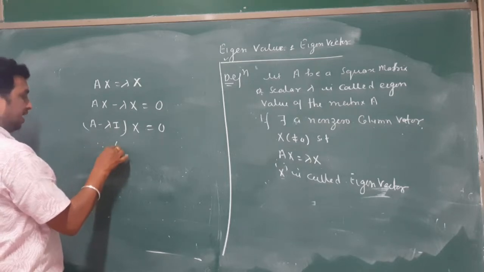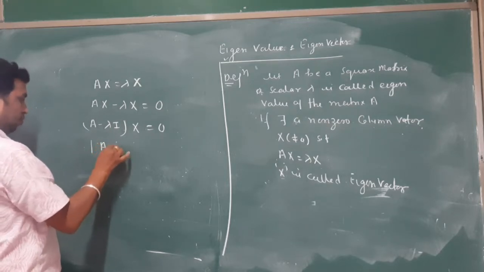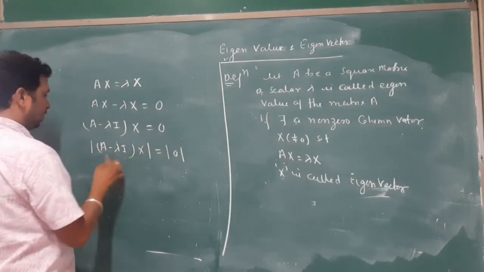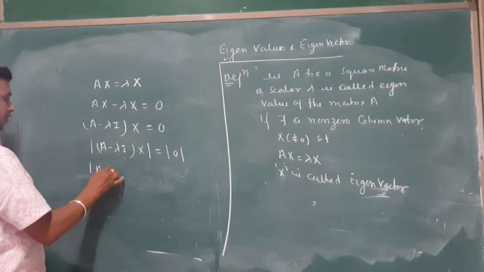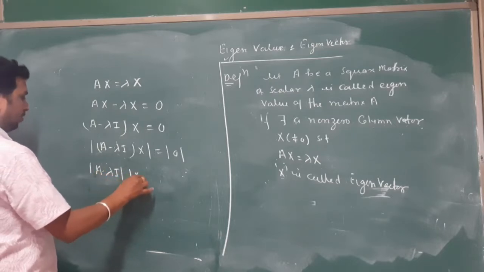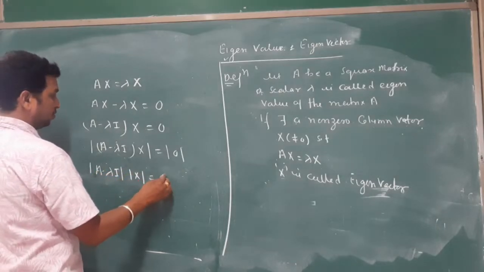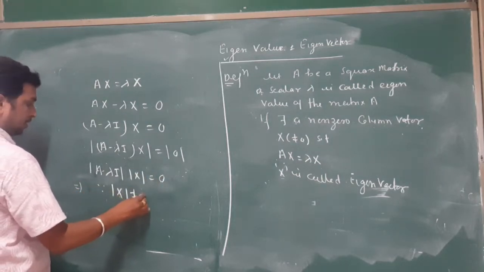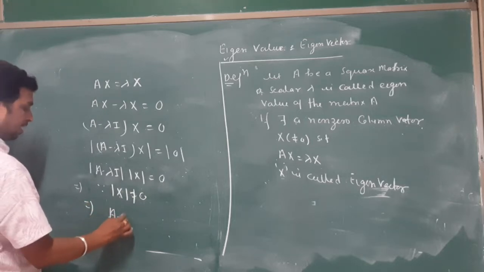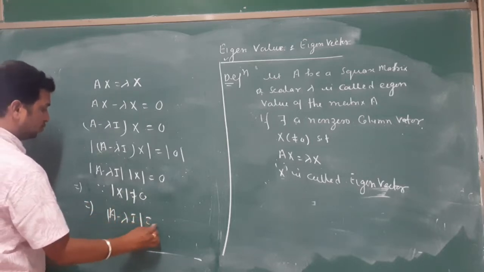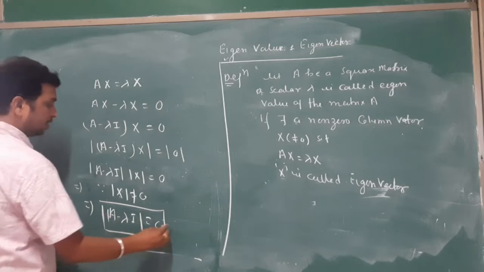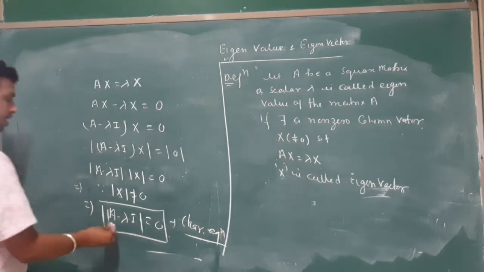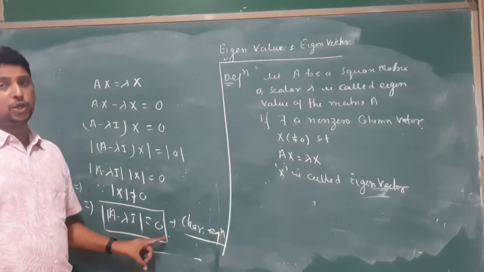Now take the determinant on both sides. The determinant of A dot B we know very well. What is the determinant of 0? It is 0, because x is not equal to 0. So determinant of A minus lambda I is equal to 0. This is called the characteristic equation.